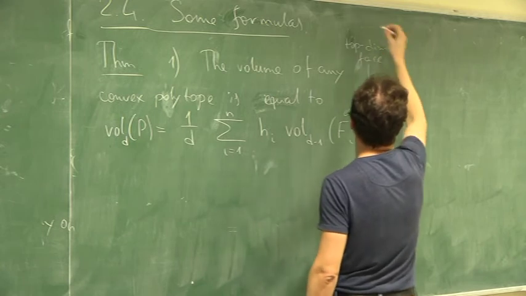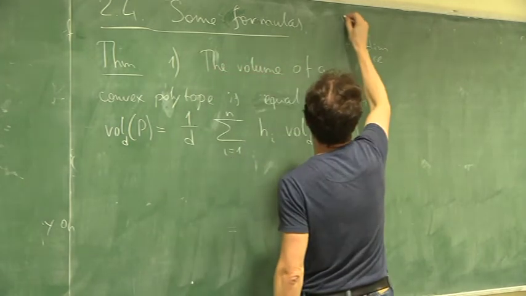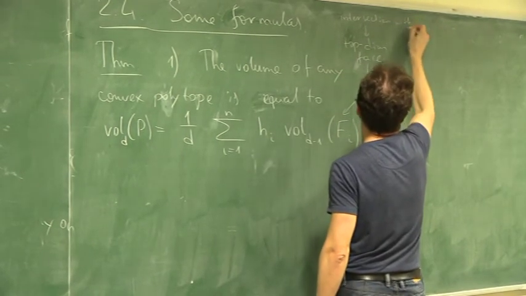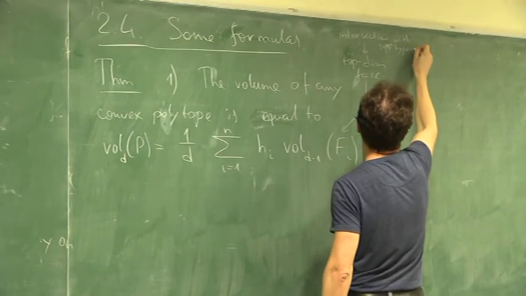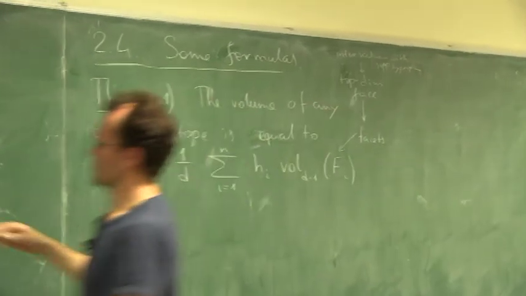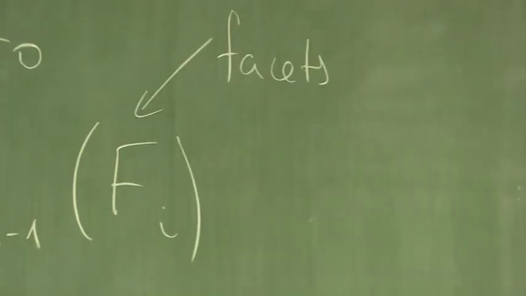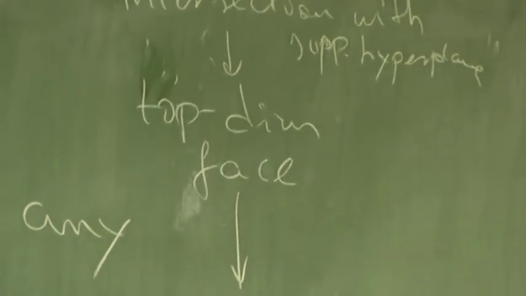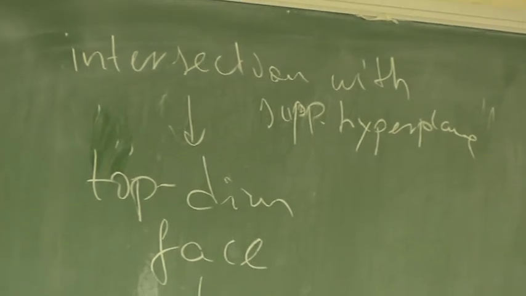And what is a face? A face is the intersection of a polytope, well, actually of any convex body, with a support plane, a support hyperplane. So facets of a pentagon are its 5 sides, and so this is F_i, and h_i is the corresponding support function evaluated on the normal. Good. So h_i is h_P of v_i.